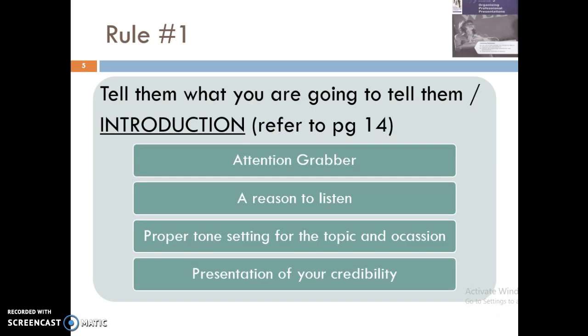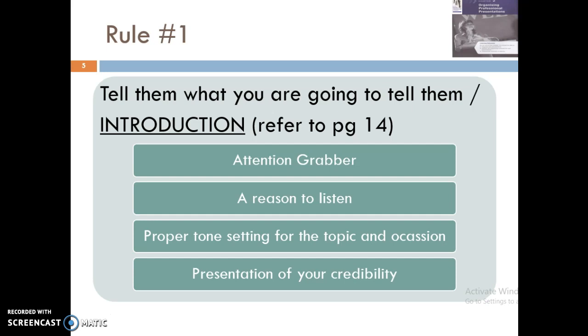So for the first rule, it means that you need to tell them what you're going to tell them. This refers to the introduction. In the introduction, you need to have something that grabs their attention, something we call the attention grabber. Next, give them a reason to listen to your presentation.